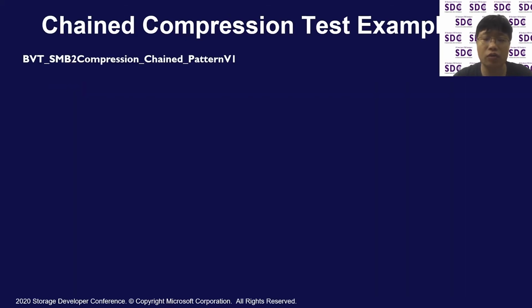Next, I will introduce test sequence of newly added tests for chain compression feature. Here, I choose the BVT case as an example. It verifies if SUT could handle SMB2 read and write messages correctly if they are chain compressed. It covers all the basic scenario of negotiate and compression related to the new chain compression.